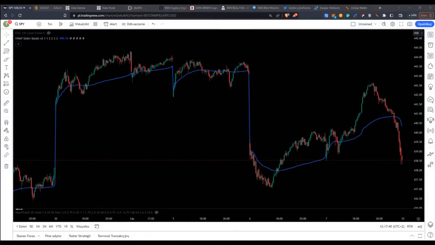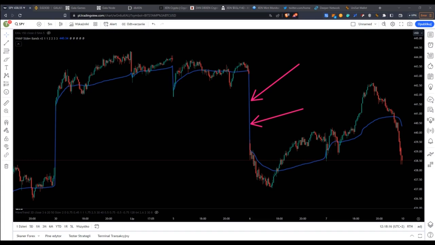Okay, so let's start with what the VWAP is. It's here on our chart, represented by this blue line. It stands for volume weighted average price. It is a trading indicator that calculates the average price at which a particular security has traded throughout the trading day, taking into account both the volume of the shares traded and the price at which they were traded.